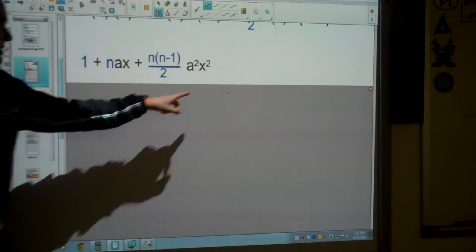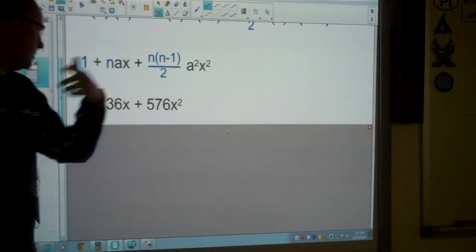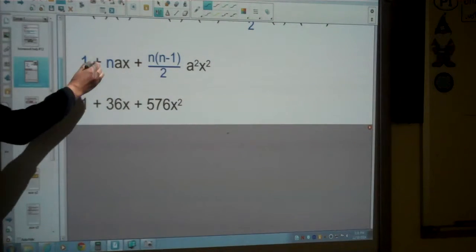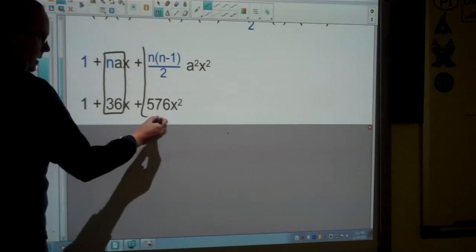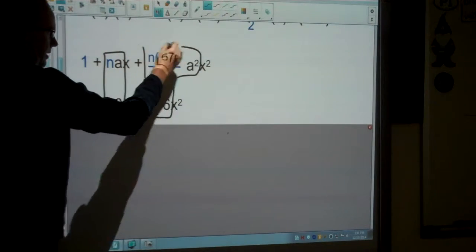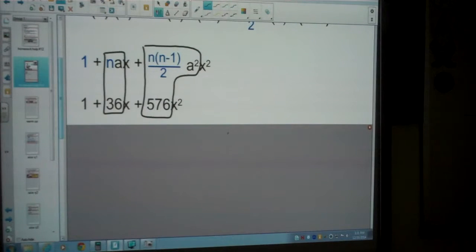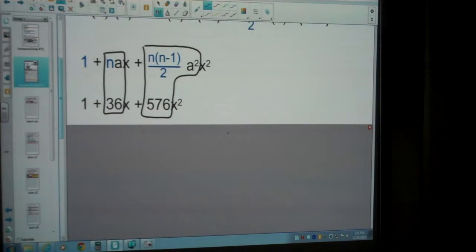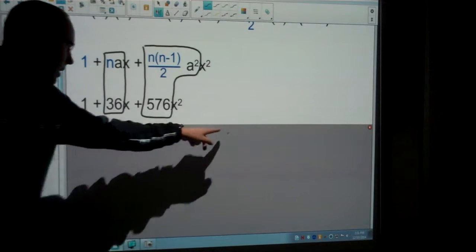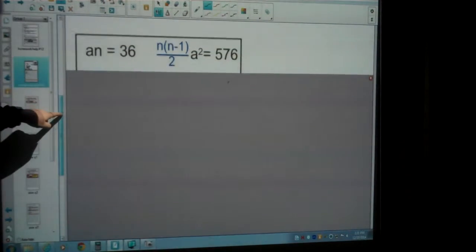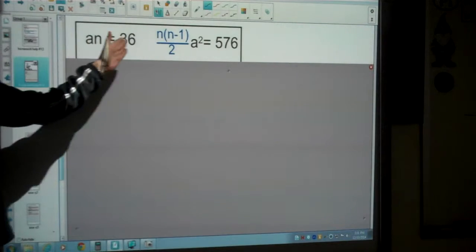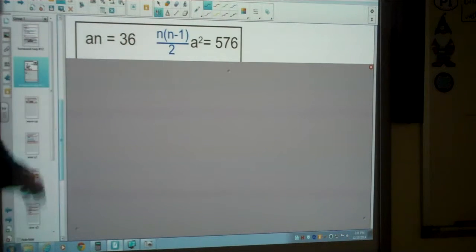Now it tells us in the question though that this is the same as this. So what we can do here is compare the coefficients of x, and we can compare the coefficients of x squared. If these two sequences are indeed alike, then the coefficients must be exactly the same. So what we end up with is a system of equations. We have two equations, and both of them are in terms of a and n. So we need to solve this.